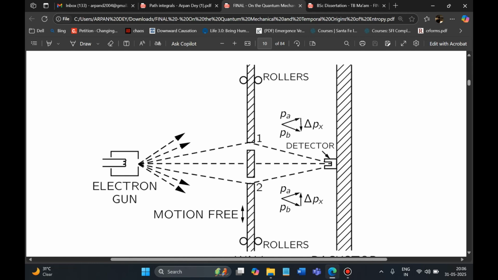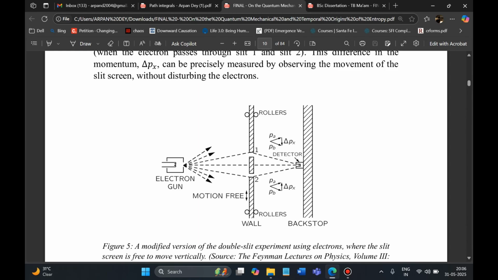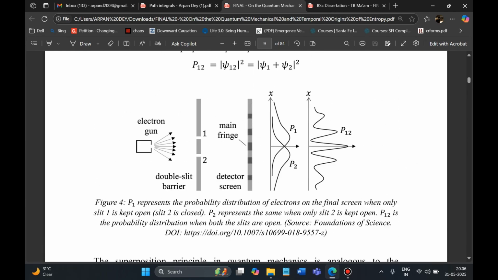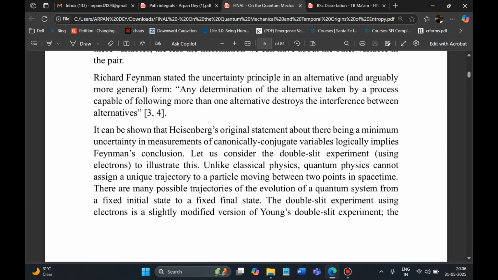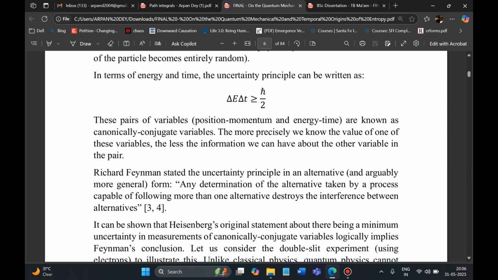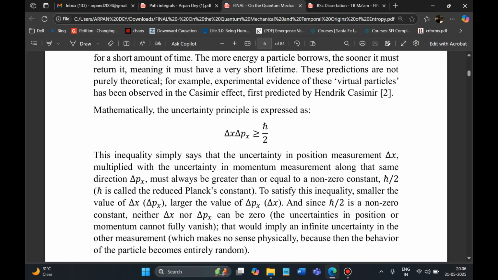And that means we are essentially destroying the interference pattern, because if you cannot know the position of the electrons for all the throws, you cannot get an interference pattern. You're disturbing the system, and this is what Feynman said actually. If you see the statement: any determination of the alternative taken by a process capable of following more than one alternative destroys the interference between alternatives. So why are these two equivalent? I think I gave you a very rough qualitative idea.